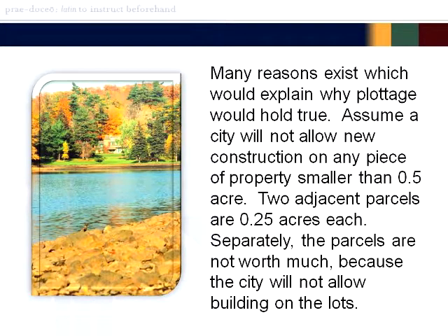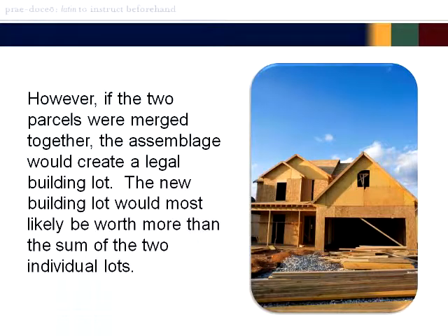Many reasons exist which would explain why plottage would hold true. Assume a city will not allow new construction on any piece of property smaller than 1/2 acre. Two adjacent parcels are 1/4 acres each. Separately, the parcels are not worth much because the city will not allow building on the lots. However, if the two parcels were merged together, the assemblage would create a legal building lot. The new building lot would most likely be worth more than the sum of the two individual lots.